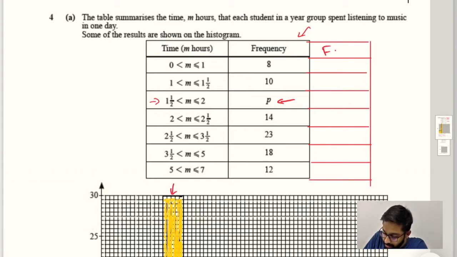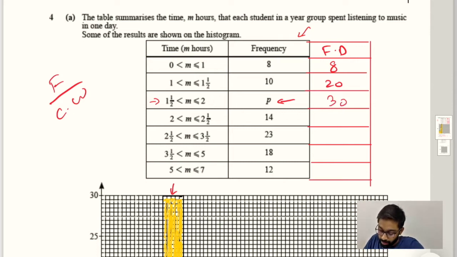So frequency densities can be calculated by dividing the frequency by the class width. So when we divide 8 by 1, you get 8. When you divide 10 by half, you get 20. When you divide 15, of course, you had 30 in this case. And then you divide 14 by half, you get 28. Then you divide 23 by 1, you get 23. When you divide 18 by 1.5, you get 12. And you divide 12 by 2, you get 6. Okay. Now these are the frequency densities.